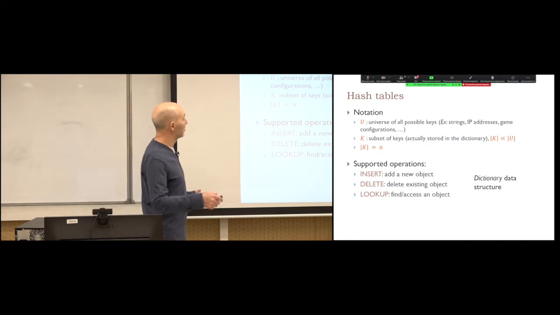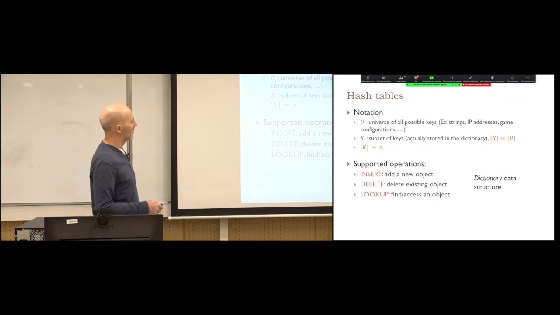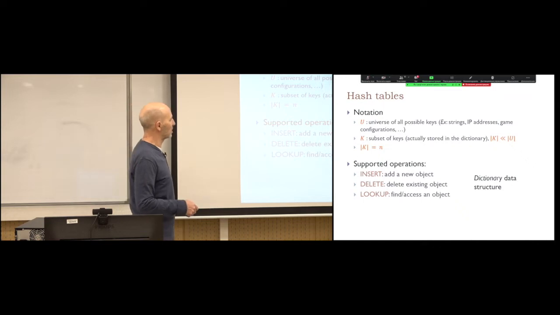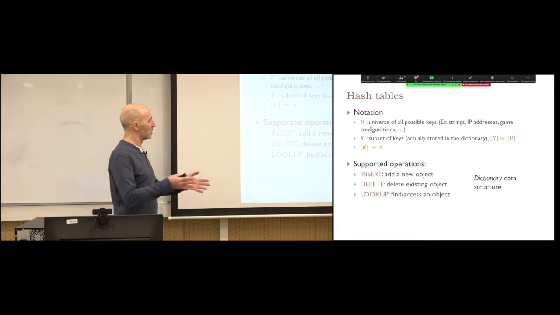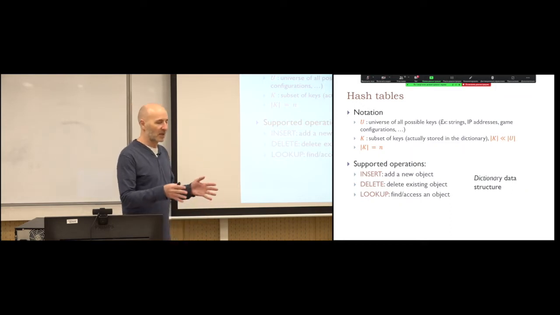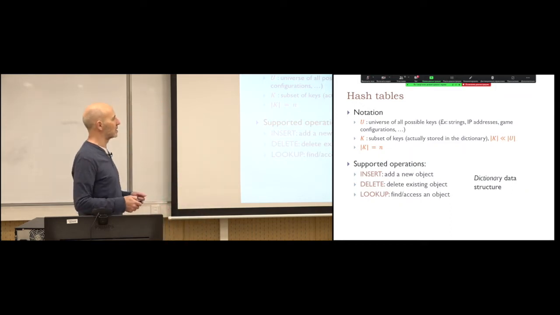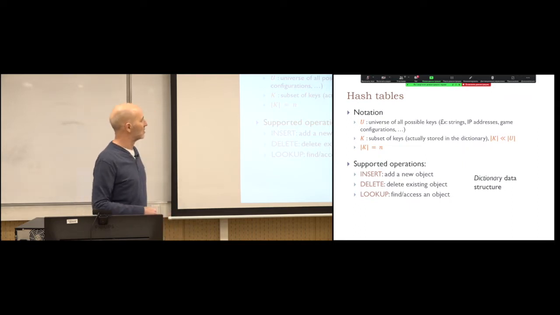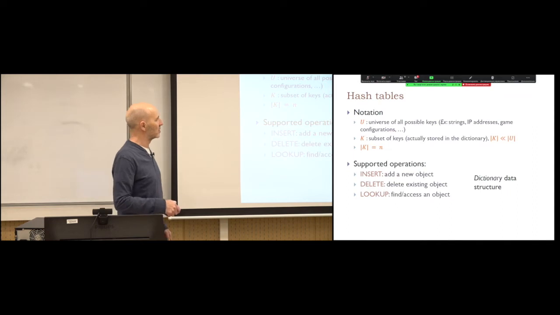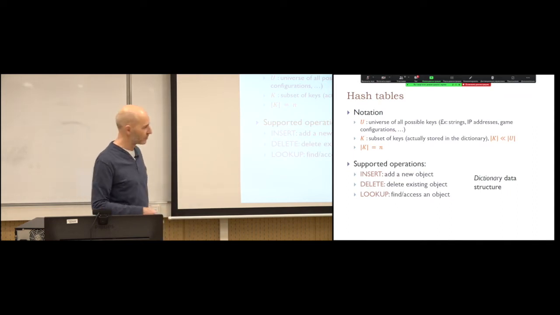Hash tables support these three basic operations: inserting an object, deleting an object, and looking up an object, which means we find out if the object is in our set, and if yes, we can access the object. These three operations, seen as an abstract data type, are usually called a dictionary.